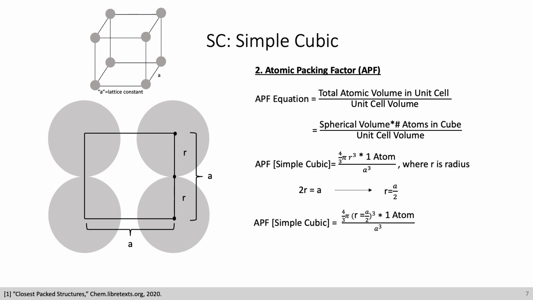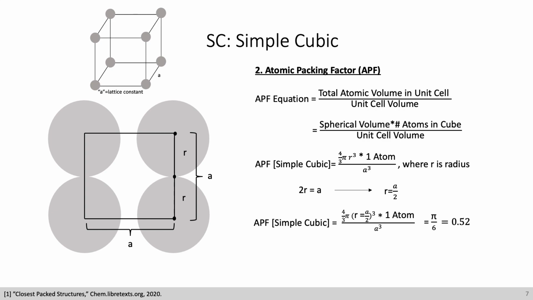And so our atomic packing factor, APF, of our simple cubic structure is 4/3 pi times a over 2 cubed times one atom over the total unit cell volume, or the simple cubic structure, a cubed. And so if we simplify this, it will be equal to pi over 6, or 0.52. We can multiply this by 100, and so this would mean that 52% of our simple cubic structure is consumed by the atoms itself. On the flip side, there's 48% that is not consumed by our atoms.